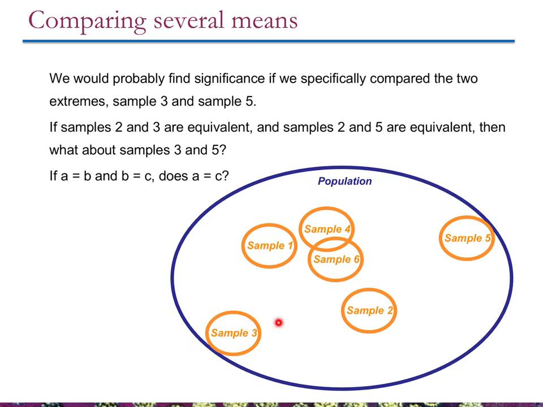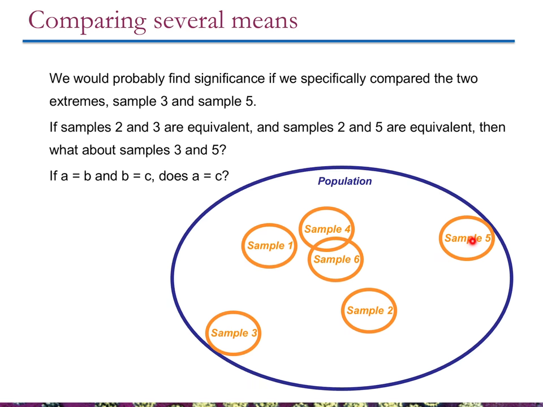Now, let's say we compare sample 3 and sample 2. Maybe they're not far enough apart to exclude the possibility that this difference here is due just to random variation, and so maybe we don't get a significant p-value. Maybe we don't see that they're different through a two-sample t-test. We compare sample 2 and sample 5, maybe the same thing. Maybe we find that they are not statistically significantly different.